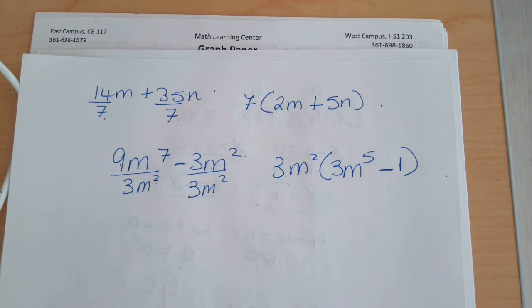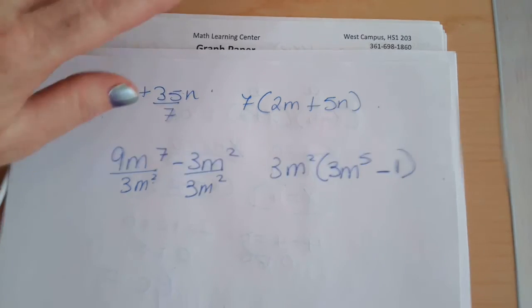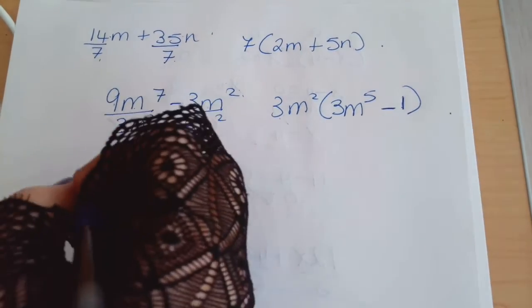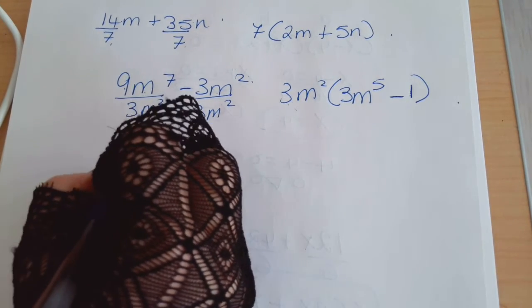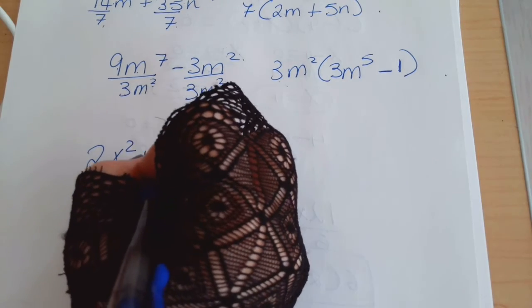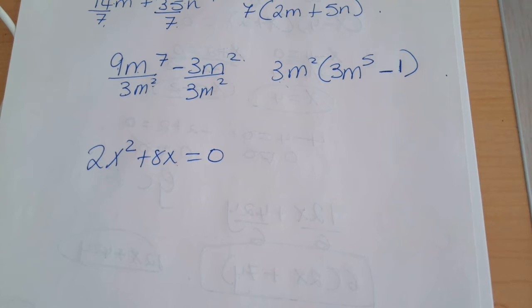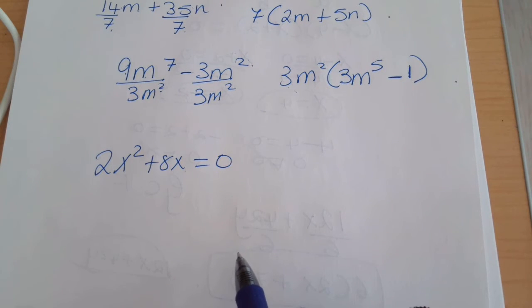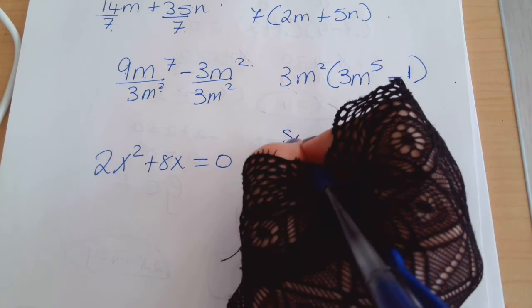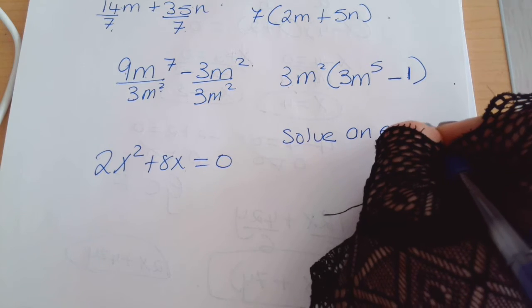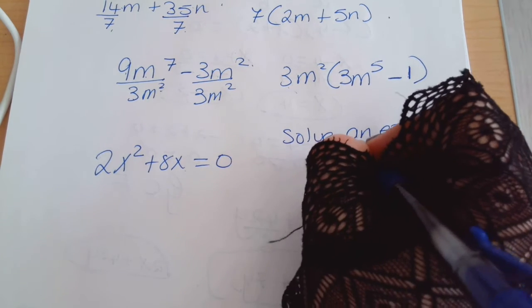Now we're going to take that concept at the beginning and we're going to solve an equation by factoring. So here we go. 2x squared plus 8x equals 0. So we're going to combine what we did in the first part and the second part and put them together. So we're going to take out the greatest common factor. So it tells us solve an equation by factoring. So we're starting with simple ones. Solve an equation by factoring.